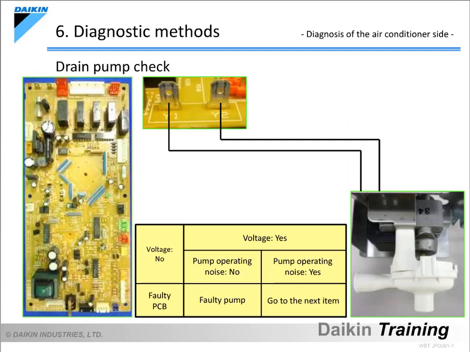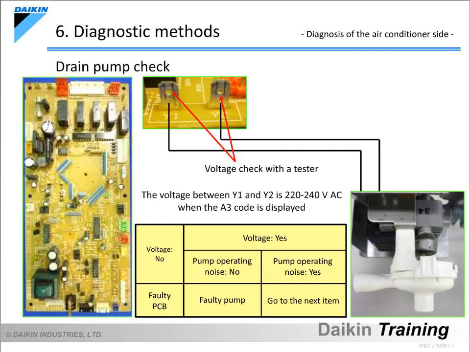First, have a tester ready to measure the AC voltage. Next, while the A3 code is flashing, measure the voltage between the Y1 and Y2 terminals with the tester. When the A3 code is flashing, the drain pump is always on. This means that there is a voltage of between 220 and 240 volts AC running between the PCB's Y1 and Y2 terminals connected to the drain pump.